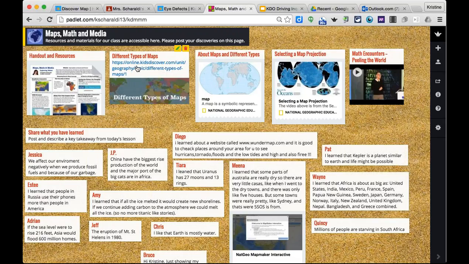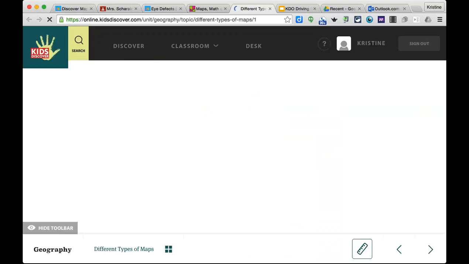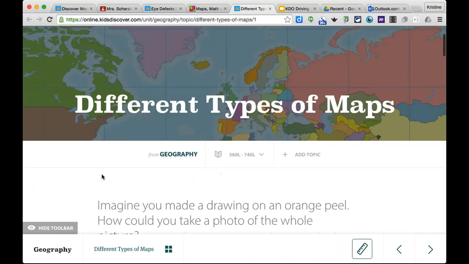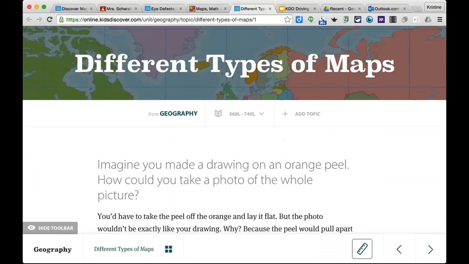The second post here on the Padlet wall is a link to a Kids Discover article on different types of maps. So I'm going to click on that. It's going to open it in another window. And so the students can have access here to some great content. The goal of this class was to have students explore maps and have an understanding of map projections.